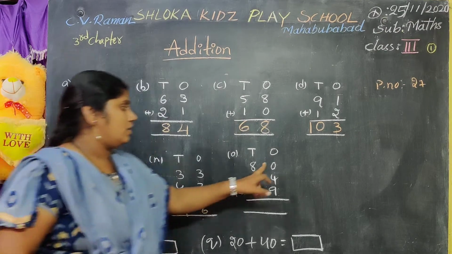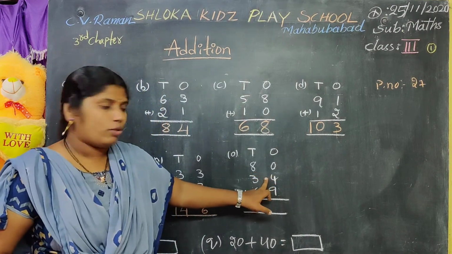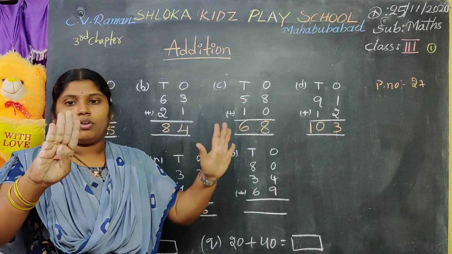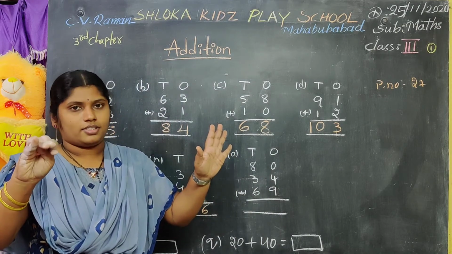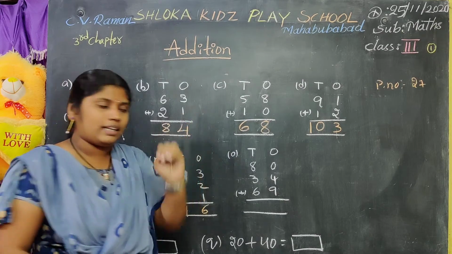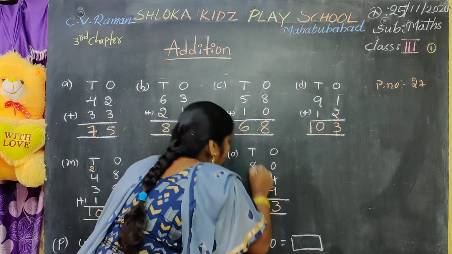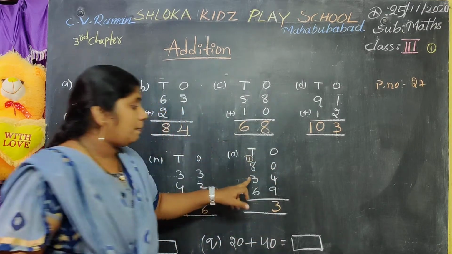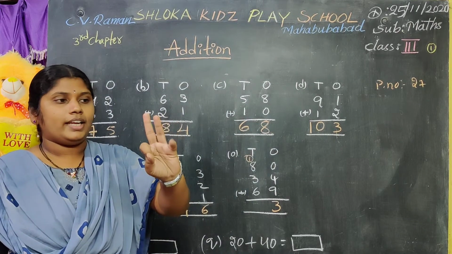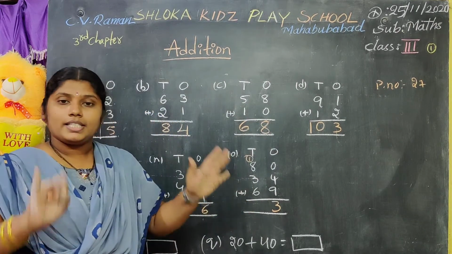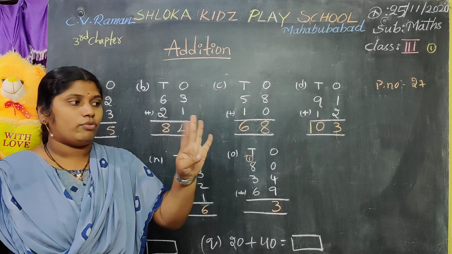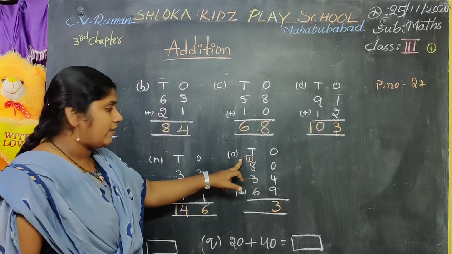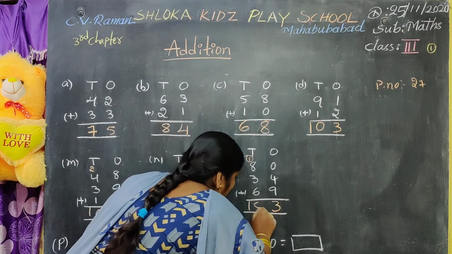14. Okay, next. 0 plus 4, 4. 4 plus 9: 5, 6, 7, 8, 9, 10, 11, 12, 13. 1 here. 8 plus 3: 9, 10, 11. 11 plus 6: 12, 13, 14, 15, 16, 17. 17 plus 1, 18.